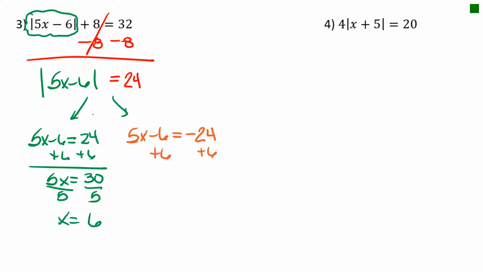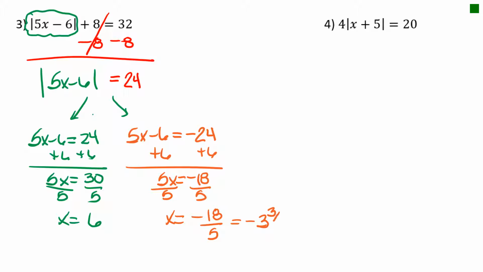You don't really need me to talk you through it. On this one, however, remember, we're going to leave it as -18/5. If that bothers you, you can make it into -3 3/5, but we don't ever use mixed numbers in algebra, so we're going to leave it as an improper fraction. Okay? On number 4, here is the absolute value sign.